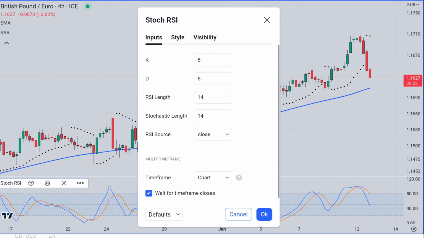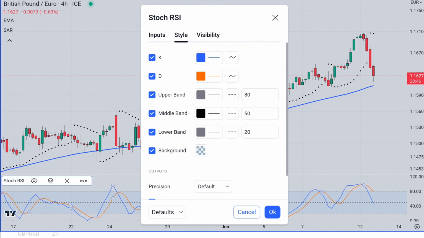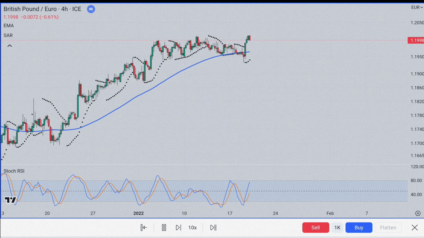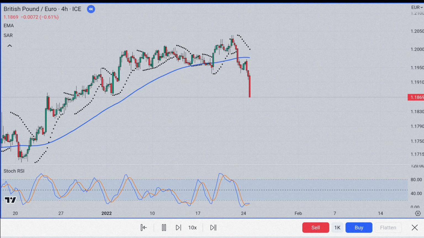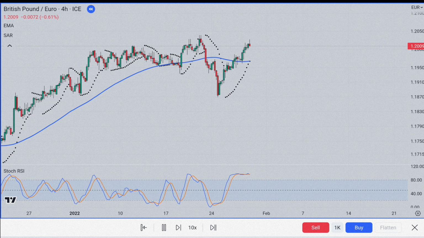Stochastic RSI is the stochastic version of the relative strength index RSI indicator. It is used to identify overbought and oversold zones and detect extreme reactions in the market. Now, let's proceed to how we can combine these indicators and apply the strategy step by step.